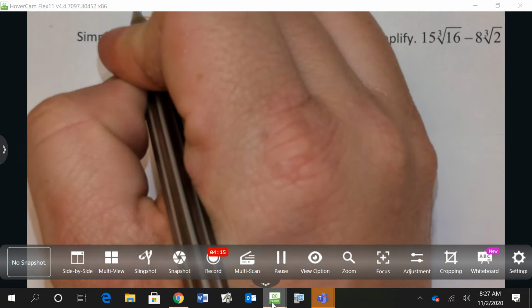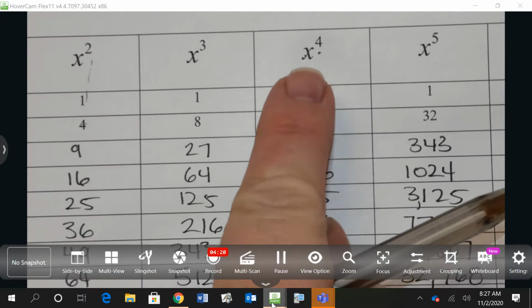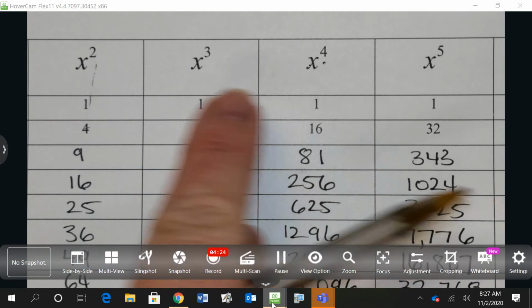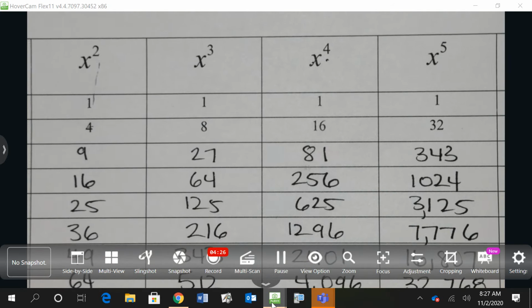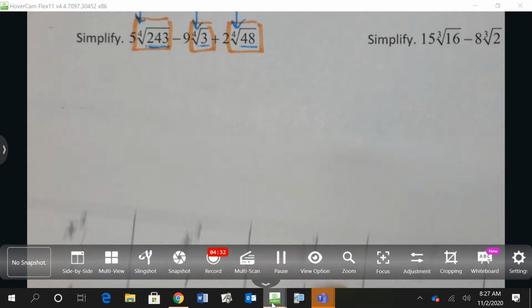Again, notice that the nth root is 4, so I'm going to go to the fourth. Remember, this is the table I asked you to write down in your notes. If you need to go back, that video was already provided for you. Go back and write this down. You're going to use that throughout this entire unit. So I go to the fourth column because it has the fourth root.